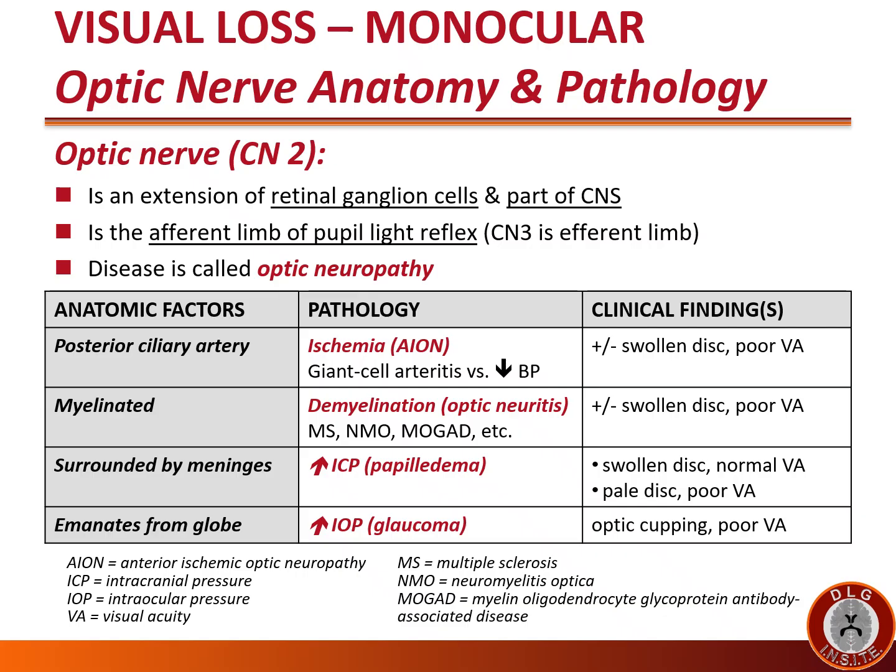The optic nerve also obviously emanates from the globe, and if you have increased IOP, I apologize, intraocular pressure, that's glaucoma, then you will start compressing the optic nerve head, and on exam, the ophthalmologist will see what's called optic cupping, and the patient can in fact become blind and have poor visual acuity long term if the glaucoma is not treated.